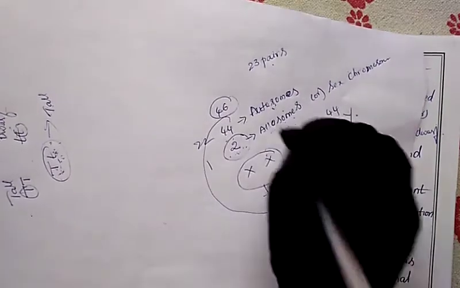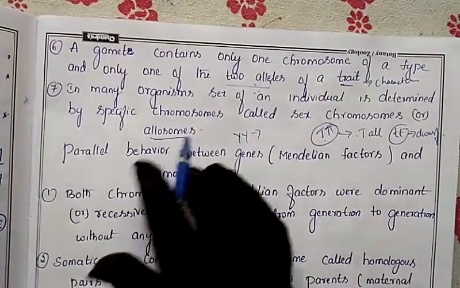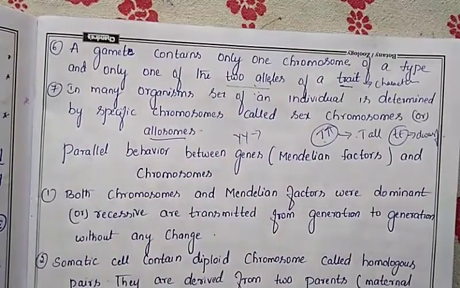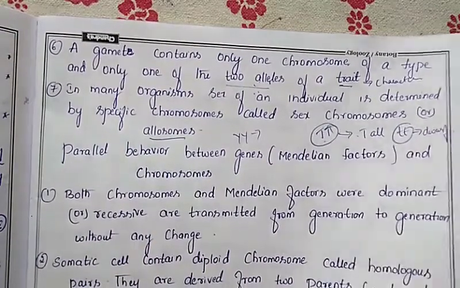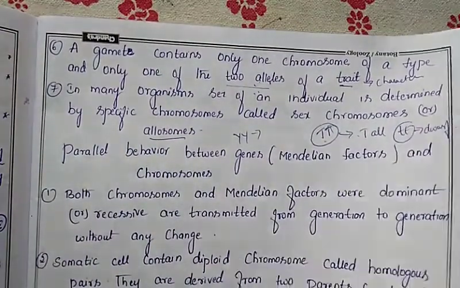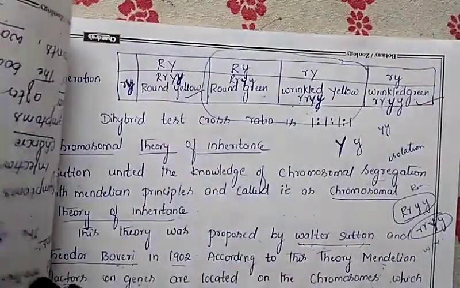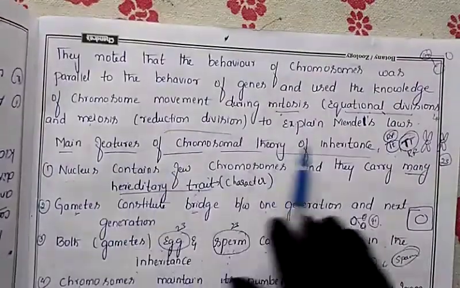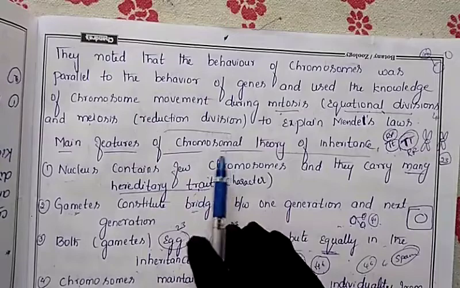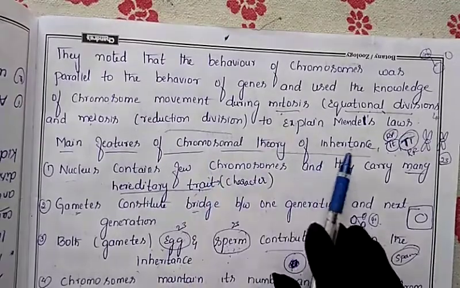So this is the pattern of the sex chromosome, and these are the features. Who gave them? Sutton and Boveri. Taking the concept of Mendel, they gave the theory called the chromosomal theory of inheritance.